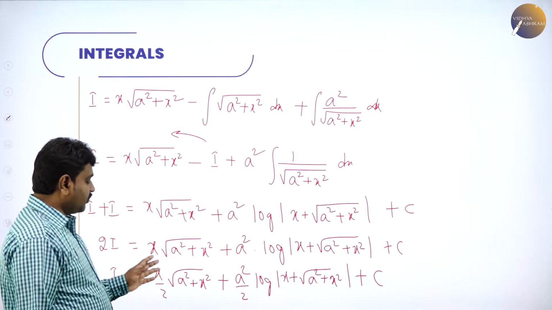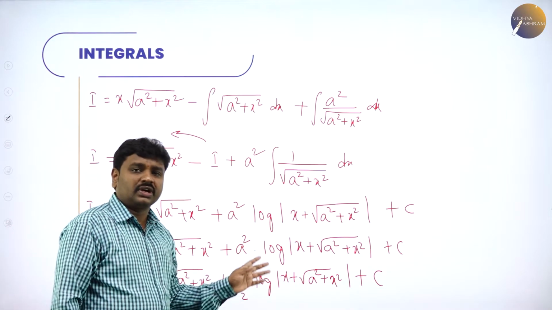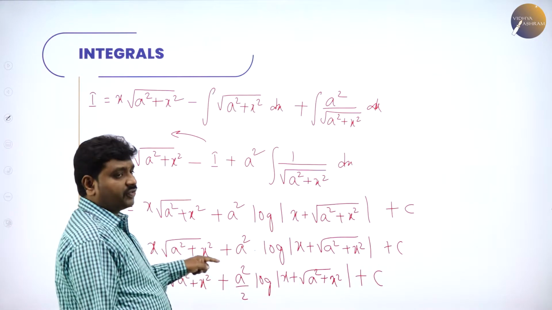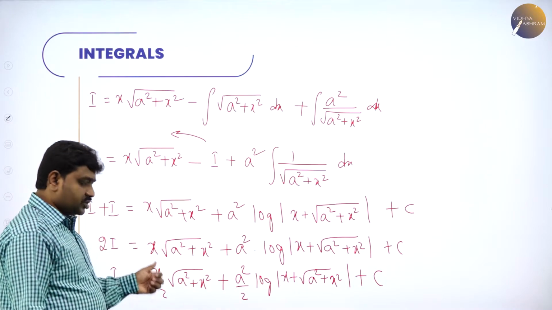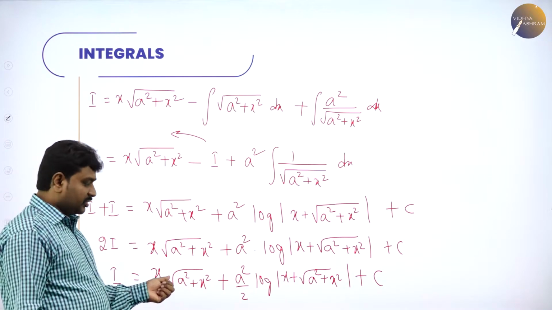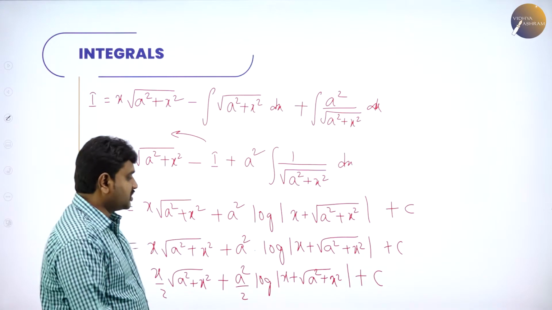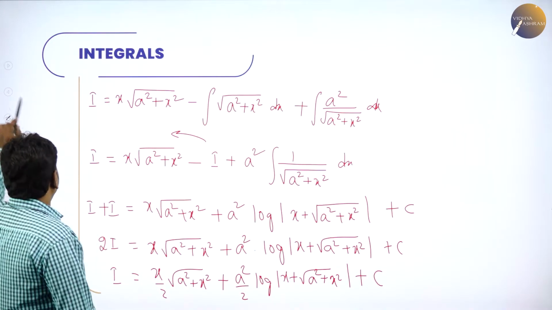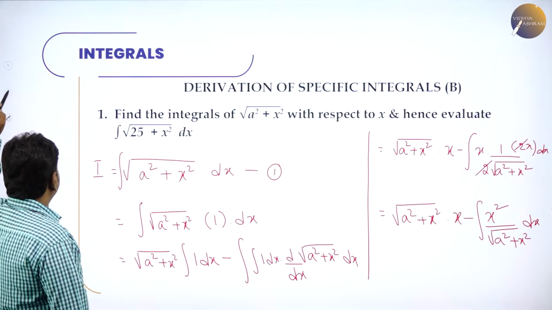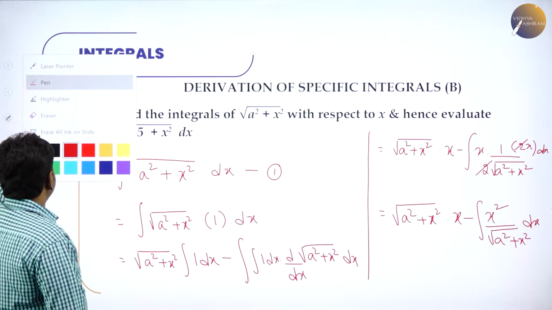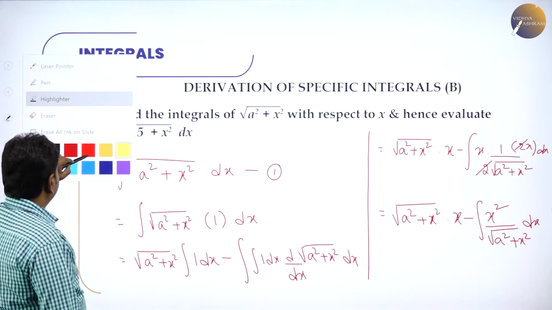So now we got the value of what? I. So we can use this as a formula. What is the formula now? I is x by 2 root of a square plus x square plus a square by 2 log of mod of x plus root of a square plus x square plus c. So this is one of the important derivations which you can expect for your board exam. So we'll see the important points here.